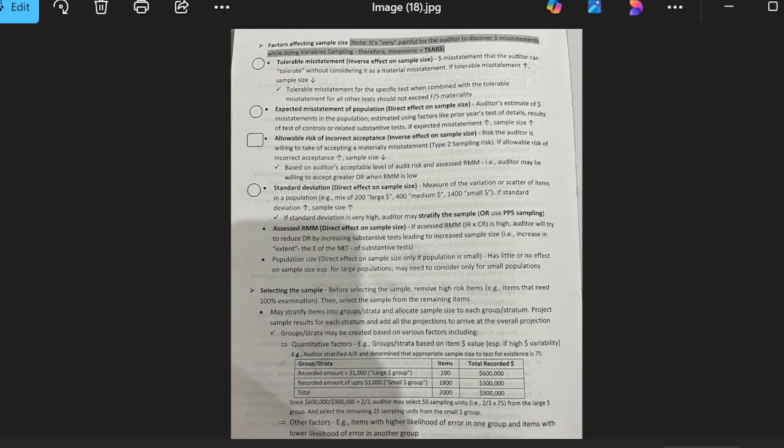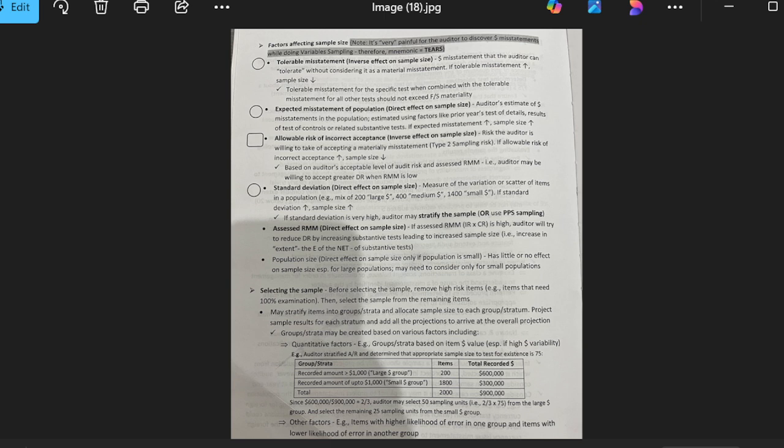Selecting the sample. Before selecting the sample, remove the high risk items that need to be tested 100%, and then select the sample from the remaining items. The auditor may also stratify the items into groups or strata and allocate the sample size to each stratum. Project sample results from each stratum and add all the projections to arrive at the overall projection. The strata may be created based on various factors, which include quantitative and other factors.